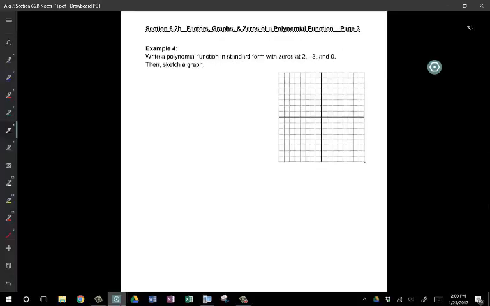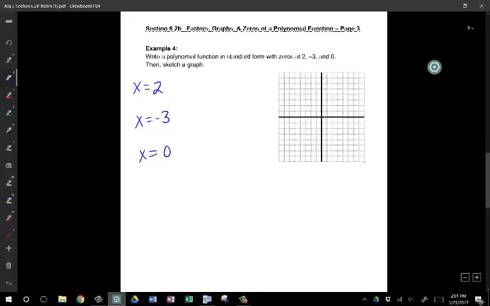Now let's kind of ease off on the difficulty level. I'm going to give you the zeros. The first zero is x equals 2. The second zero is x equals -3. And the third zero is x equals 0. Well, x equals 2 leads us to a factor of x minus 2. And x equals -3 leads us to a factor of x plus 3. And x equals 0 leads us to a factor of x.